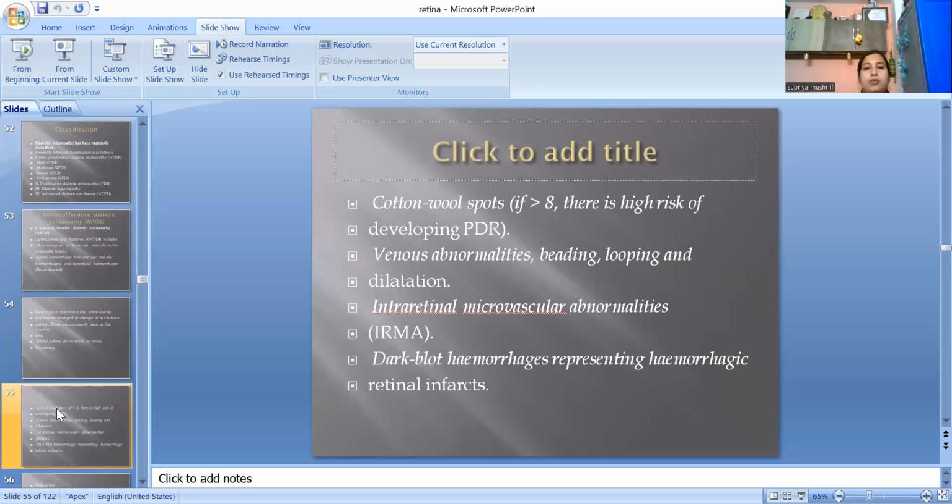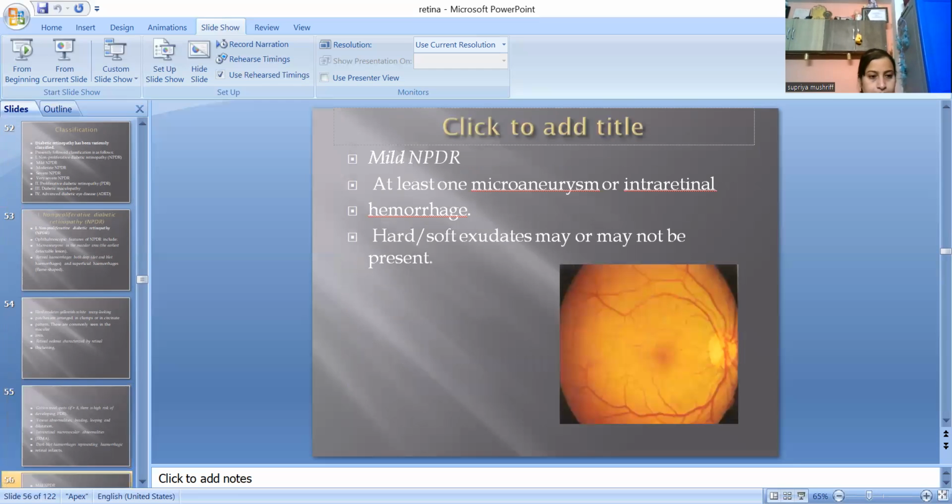Now, the other venous abnormalities like venous beading, looping, and dilatation are also associated with diabetic retinopathy. Again, intraretinal microvascular abnormalities, IRMA, are also associated with diabetic retinopathy. Dark blot hemorrhages, which represent hemorrhagic retinal infarcts. So now these are the various lesions associated with NPDR.